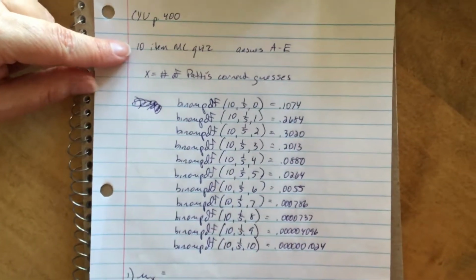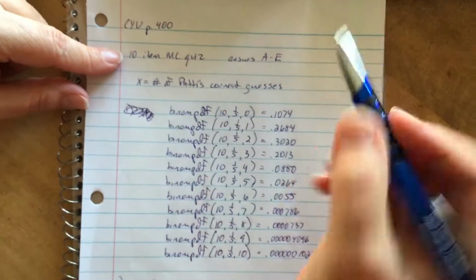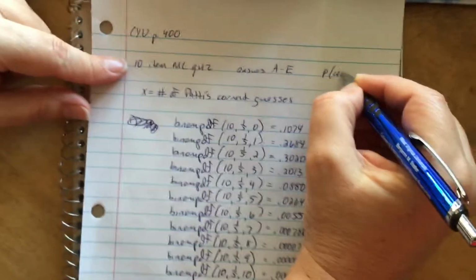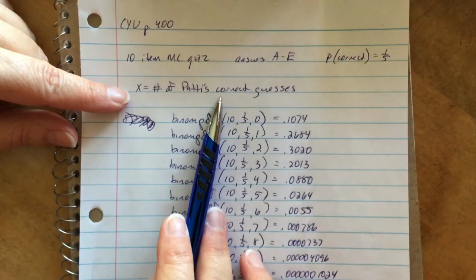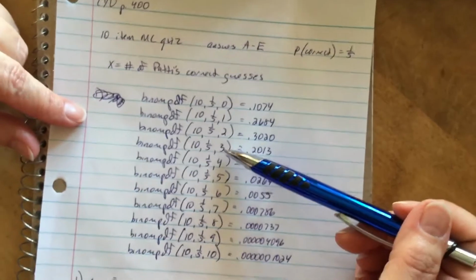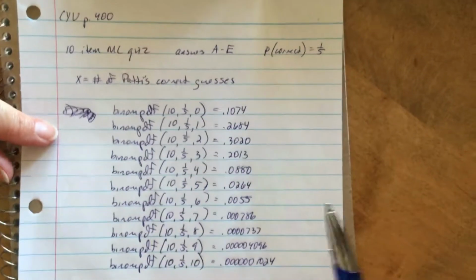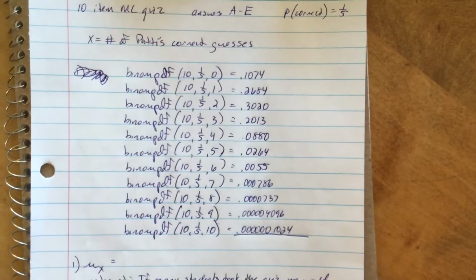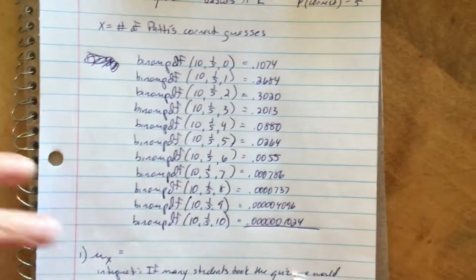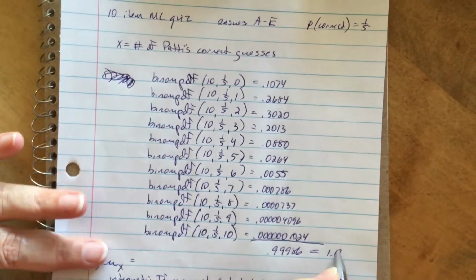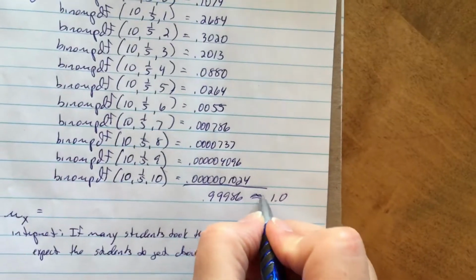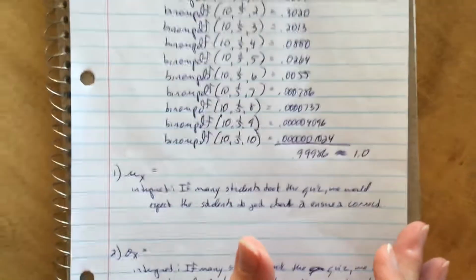Again, she's had a 10-item multiple choice quiz. The answers were A through E, so the probability of a correct answer is 1/5. And X is the number of Patty's possible correct guesses. I did binomial PDFs for every single possible number of correct guesses from 0 to 10. And if I add these up, it should equal 1. It actually equals 0.99986, which is close enough to 1.0. Should be a little squiggly equal sign. It is a squiggly.